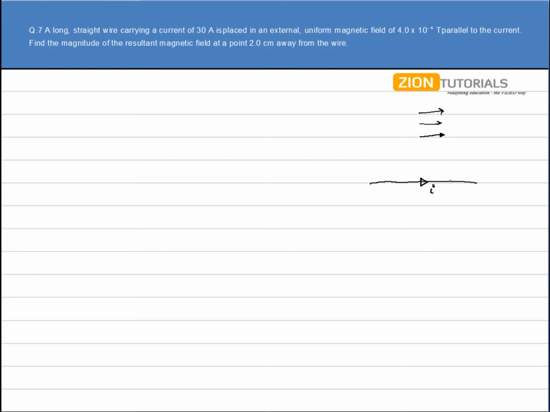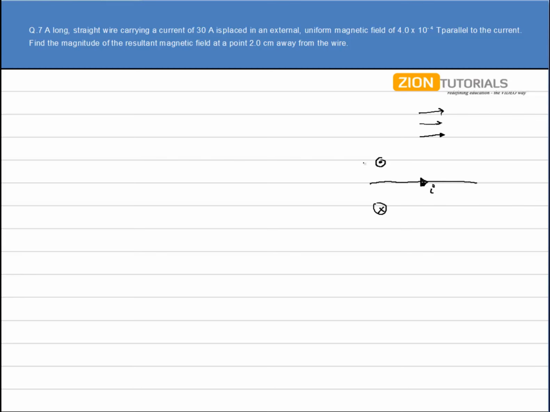Now due to this current we do have a magnetic field, and the direction of the magnetic field will be determined by the right hand thumb rule. Stretch your thumb in the direction of the current, and the curling of your fingers shows the direction of magnetic field. So the magnetic field comes out upward, that is out of the plane on this side and into the plane on this side.